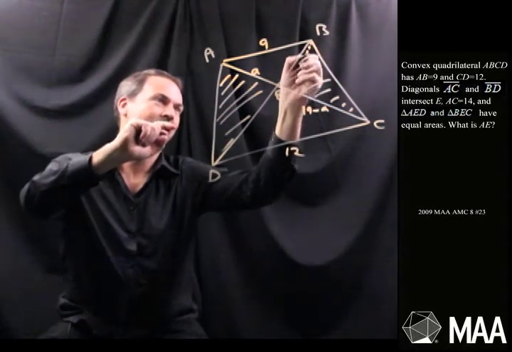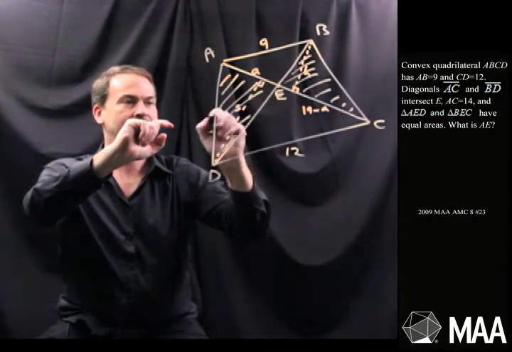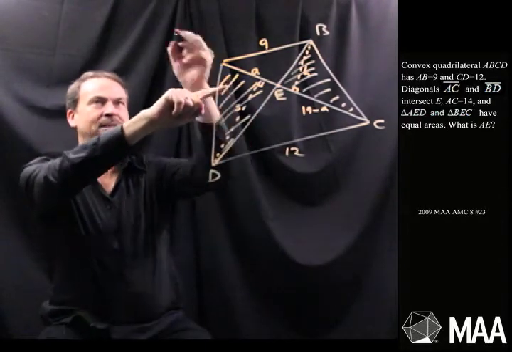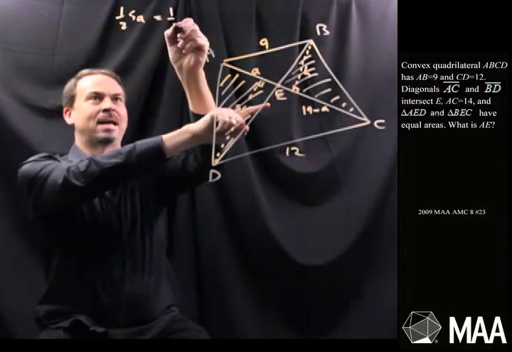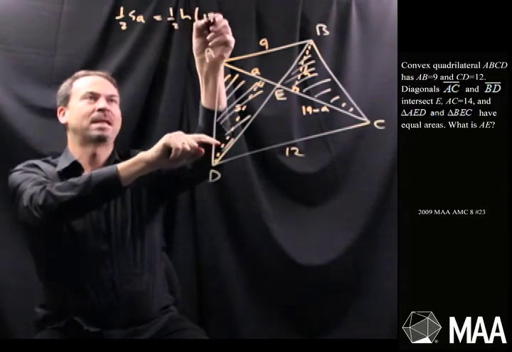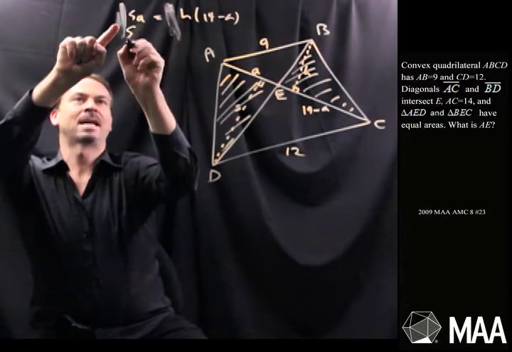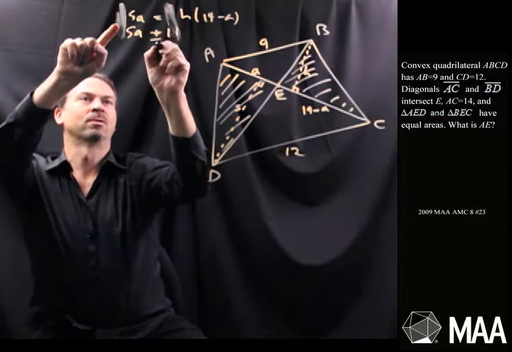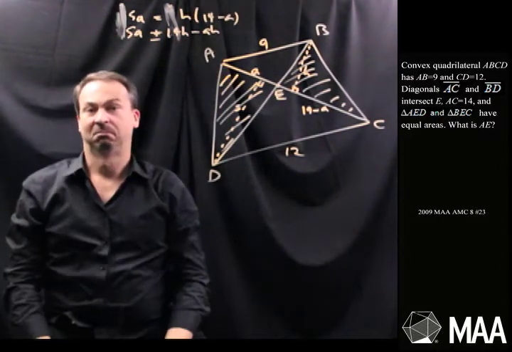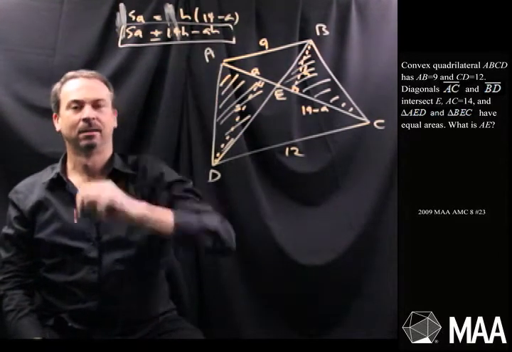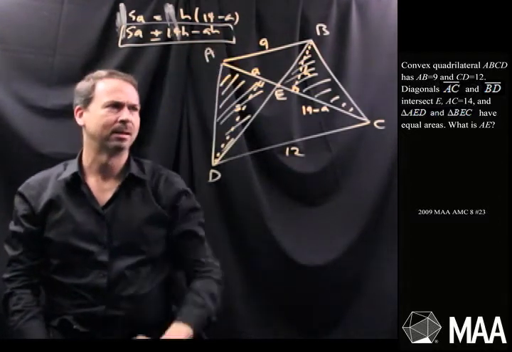So if I drew the height of this triangle, I'll call that H or something, and the height of this triangle, S, I know that half base times height, half S times A, equals half base times height, half H times 14 minus A. Double both sides, get rid of the halves. So I'll learn that SA equals 14H minus AH. Ugh, don't know if that's helpful. I'm trying to get to what A is. It's got too many variables in it.